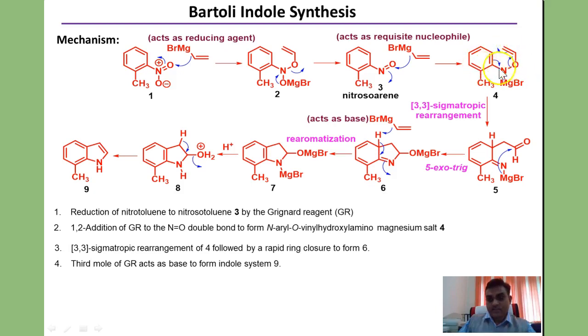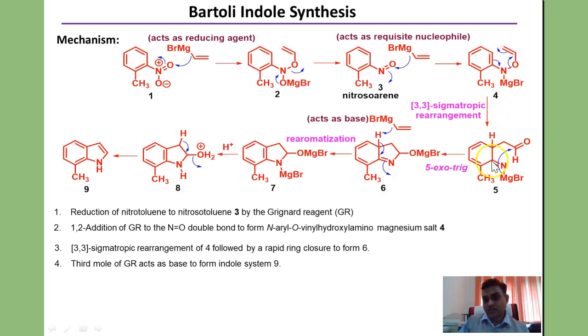Then we get this intermediate, and this intermediate undergoes a very characteristic reaction involving nitrogen-oxygen bond cleavage as well as carbon-carbon bond formation, and it proceeds through a 3,3-sigmatropic rearrangement. It's a pericyclic reaction involving a concerted pathway. It is a very important reaction as far as the mechanism is concerned.